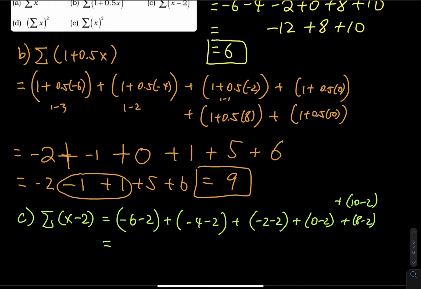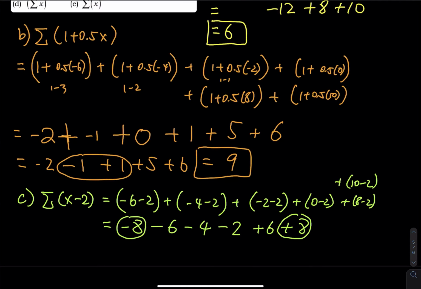So that is -8. This is -6 minus 2, which is -8 for the first piece, then -6 and -4, and then we have -2, and then 6 and then 8, right? So first we have +8 and -8. They just cancel each other. So you have 6 minus 4 is -10, -12, -12 plus 6 is -6.